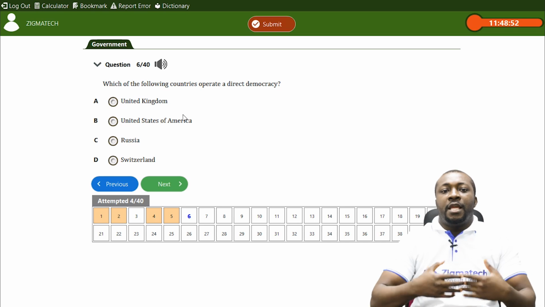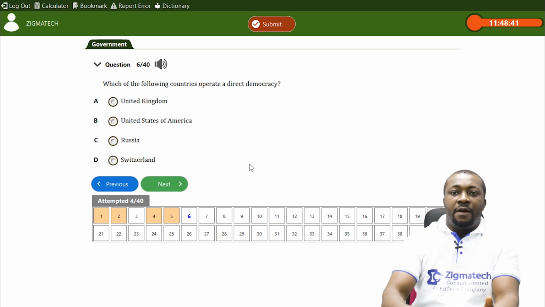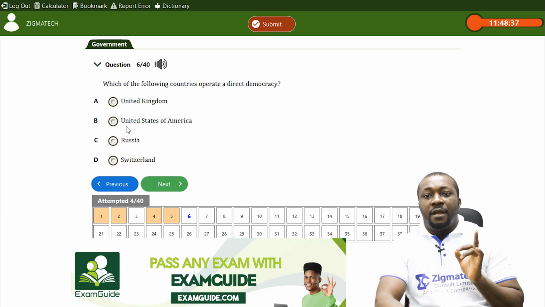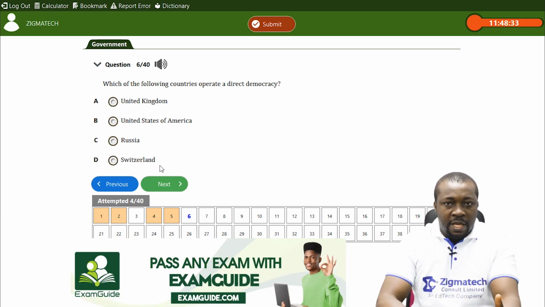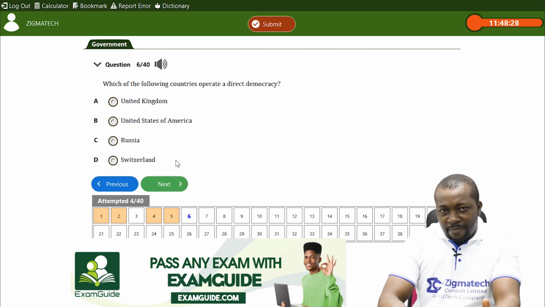So it has a collegial government where five committee members represent the head of state, and they appoint the chairman, the president, on a one-year term. Now, it is not the United States, but Switzerland. Of course, it operates a collegial system, but Switzerland has a direct democracy.